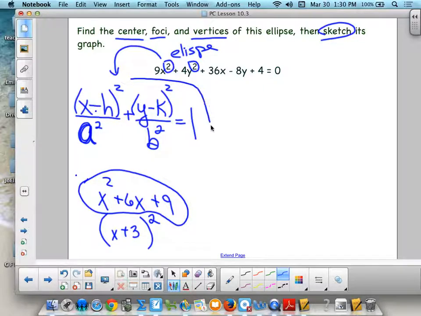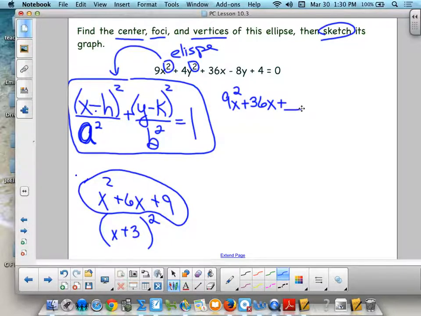All right, here we go. I'll box this in. I'm going to separate x's from y's: 9x squared plus 36x plus blank. Leave a blank because you're going to complete the square. Then put the y's in, plus 4y squared minus 8y plus blank. Move the constant 4 to the other side, so it becomes negative 4. So you just want the x squared term, then the x, the y squared term, then the y. Move the constant over. Do you remember how to complete the square?